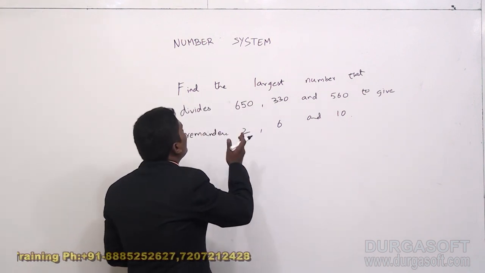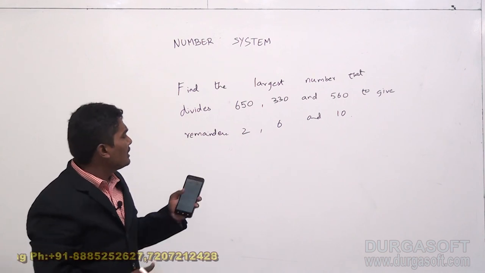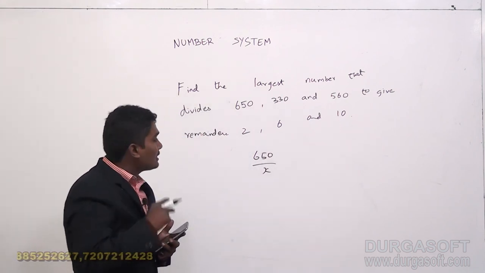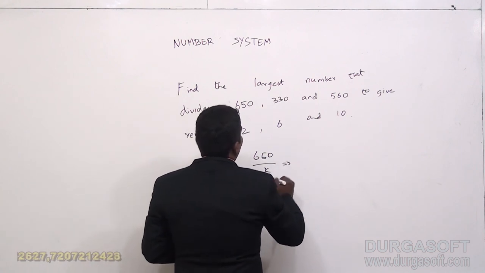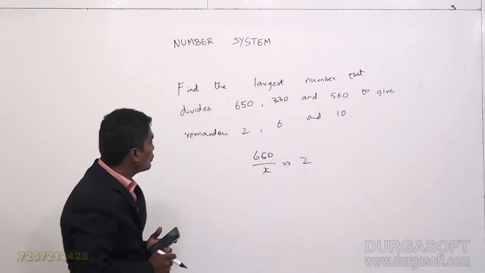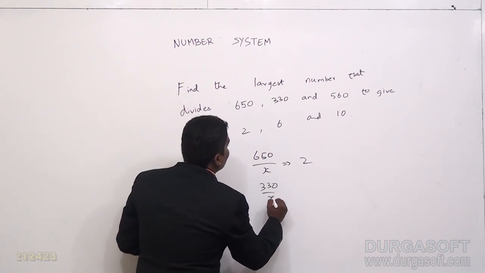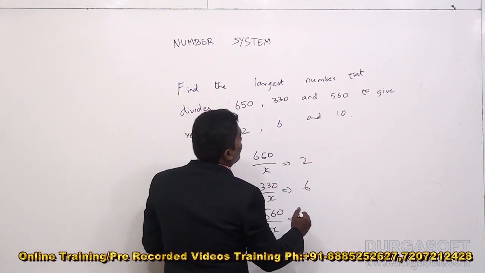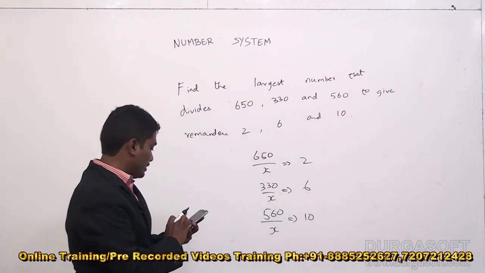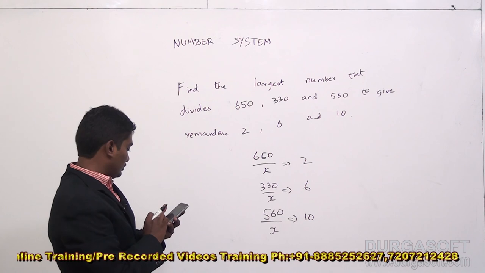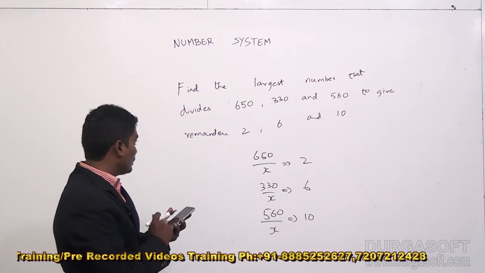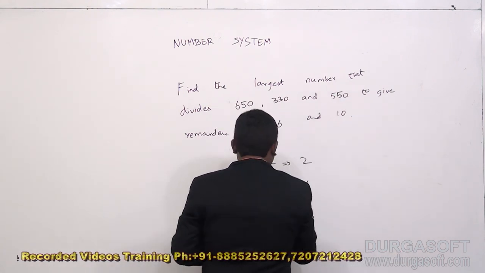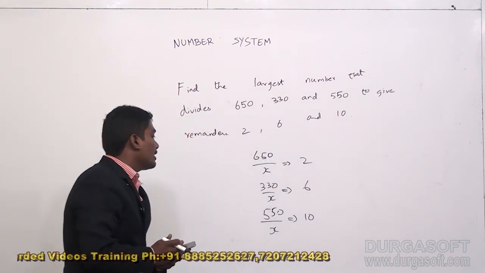Find the largest number that divides, and that divides means it comes in the denominator. So when I divide 650 by this unknown number x, I get remainder 2. 330 divided by x, I get remainder 6. And 550 divided by x gives the remainder 10.